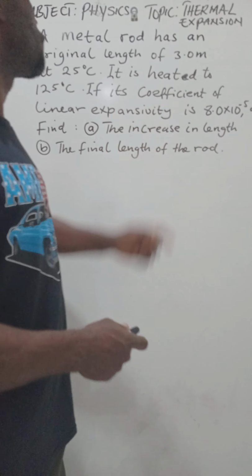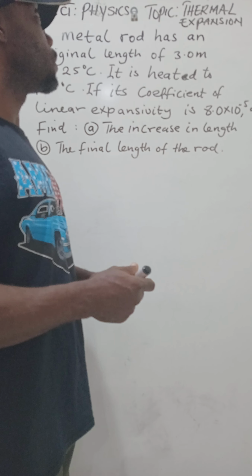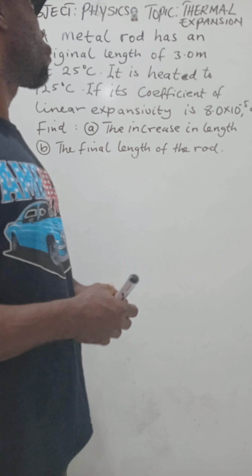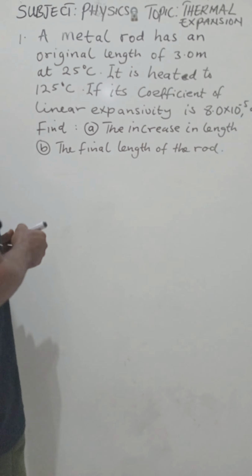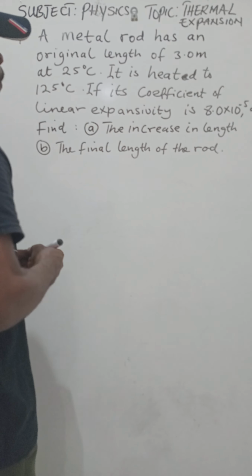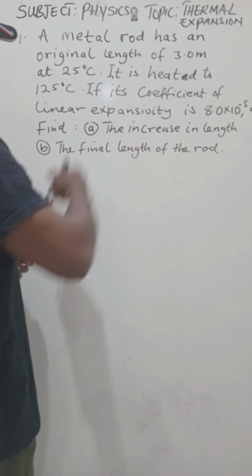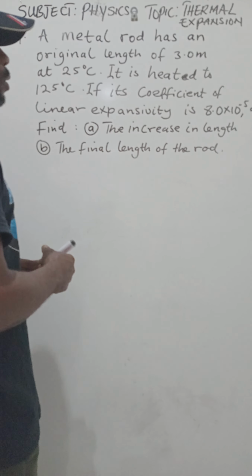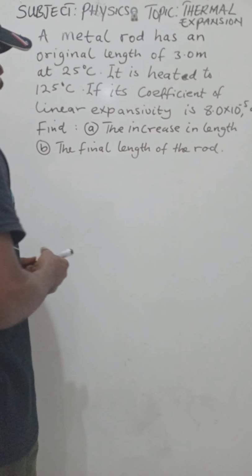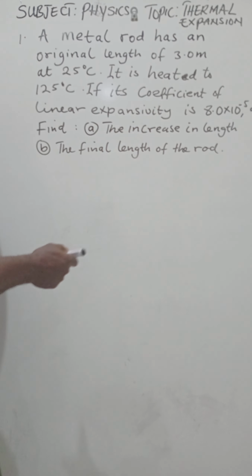The subject is physics and the topic is thermal expansivity or thermal expansion. The question says a metal rod has an original length of 3.0 meters at 25 degrees Celsius. It is heated to 125 degrees Celsius. If its coefficient of linear expansivity is 8.0 times 10 to the power of negative 5 per degree Celsius, find the increase in length, and find the length of the rod.